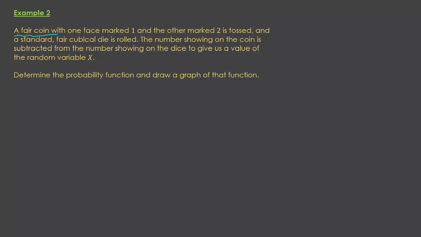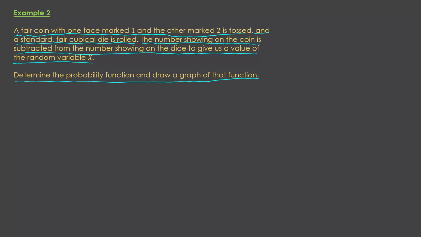A fair coin with one face marked 1 and the other marked 2 is tossed, and a standard fair cubical die is rolled. The number showing on the coin is subtracted from the number showing on the die to give us a value of the random variable x. Determine the probability function and draw a graph of that function.